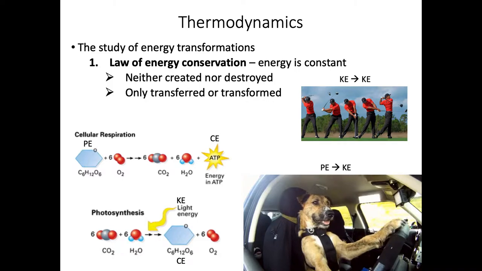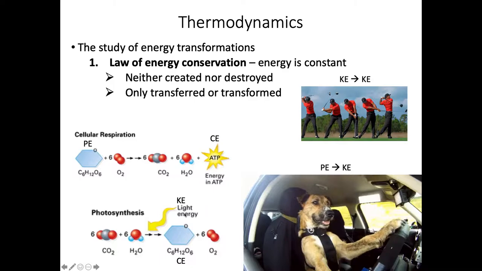There are two laws of thermodynamics, and thermodynamics is just the study of how energy is transformed from one type to another. The first law is called the law of energy conservation. It basically says that the energy in the universe is constant. The amount is not changing. Energy cannot be created or destroyed. It can only be transferred, as in this example with Tiger Woods, or transformed, as in cellular respiration, where we take the potential energy of glucose and turn it into chemical energy in the form of ATP.